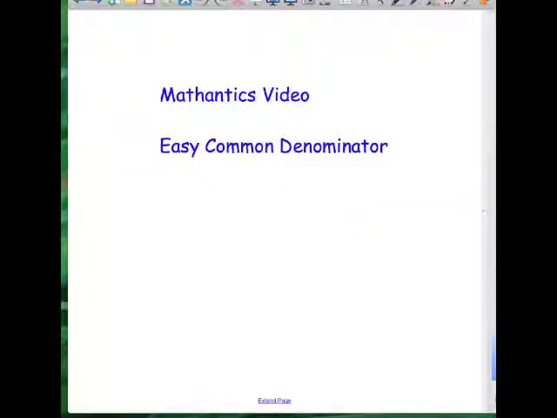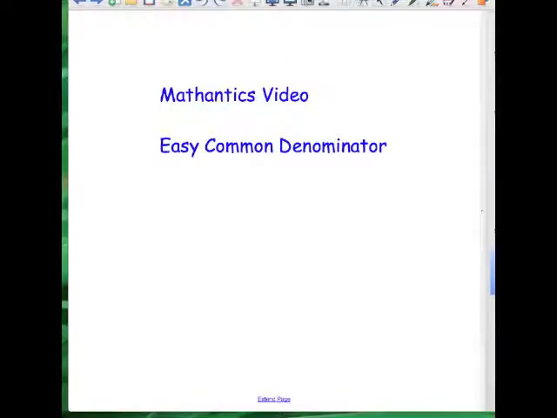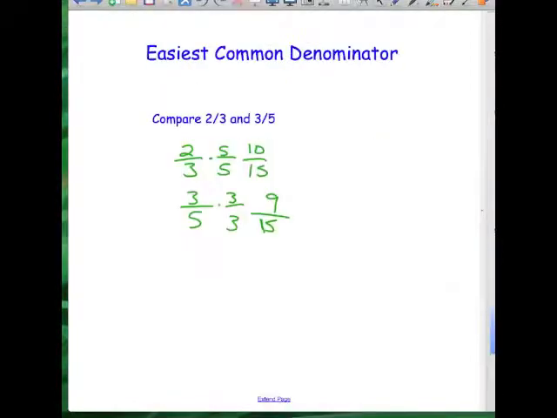Alright, now I want you guys to watch the Math Antics video linked below. It's on finding an easy common denominator. Go ahead and do that now. Alright, so you guys are back from watching your Math Antics video. Let's go ahead and try some of their tips together. Finding the easiest common denominator.